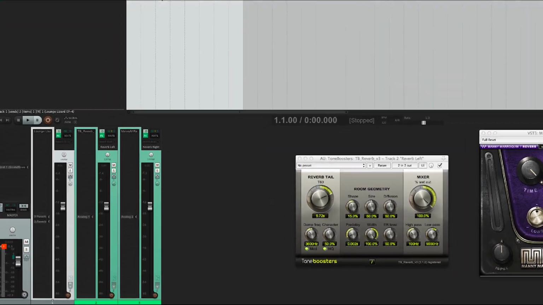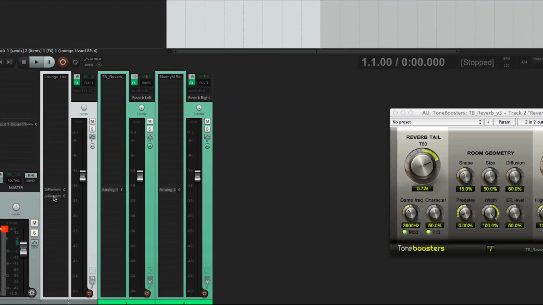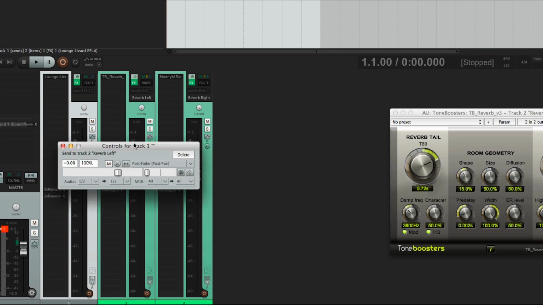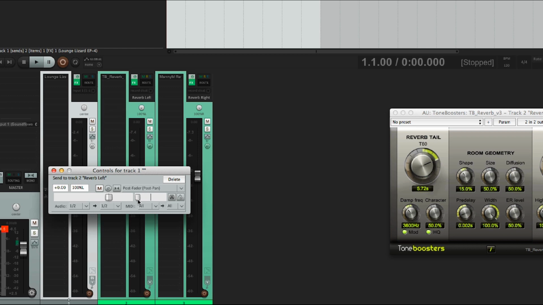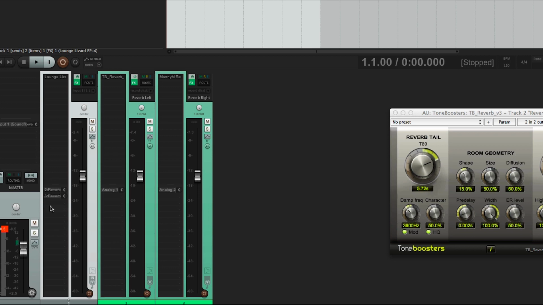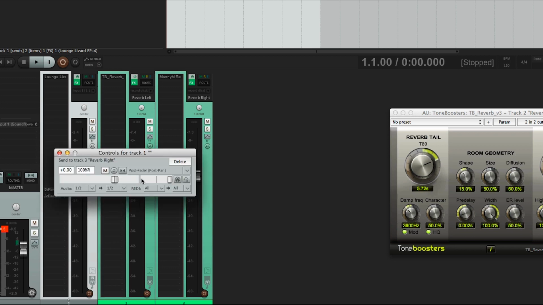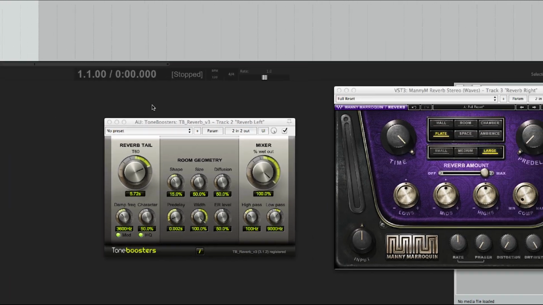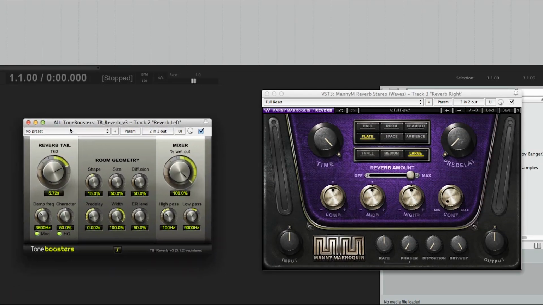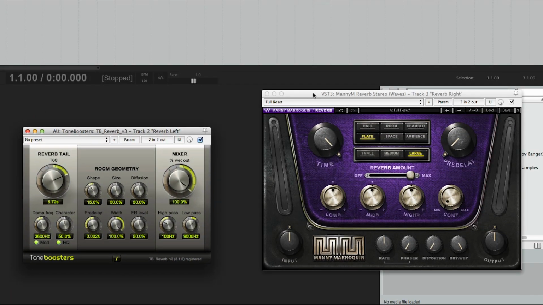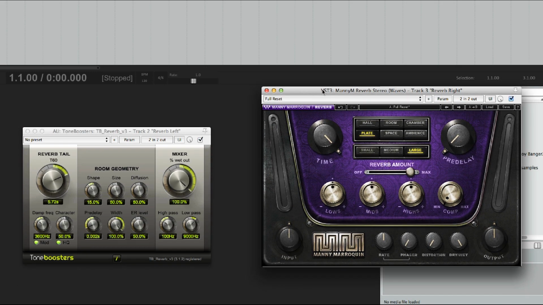And so what you just heard is that this Rhodes emulation is going to two reverbs, reverb left and reverb right. So the one send is sending to the reverb left, and the send itself is panned hard left. And then the other send is going to reverb right, and that's panned hard right. And so for reverb left, I have this Tone Boosters reverb. And for reverb right, I have this Manny Mariquin reverb. And you can use any reverb you want. I just picked these two at random.